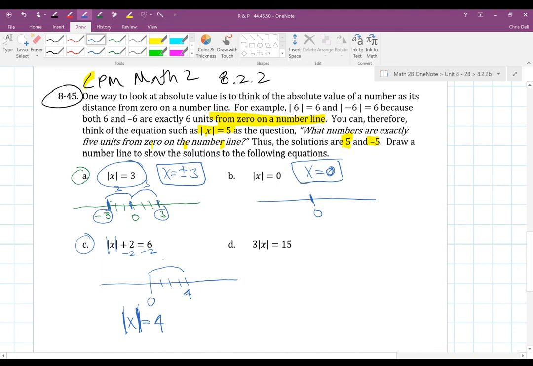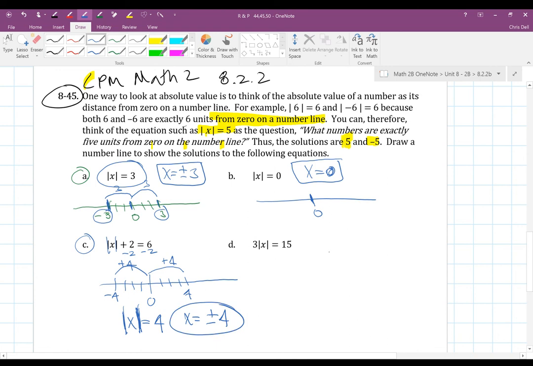So 4 is 4 units away from 0. But as well, if I go this direction, negative 4 is also 4 units away from 0, right? That's also 4 units away. So my answer here would be x is equal to positive or negative 4, okay? So D. Let me go with that idea.